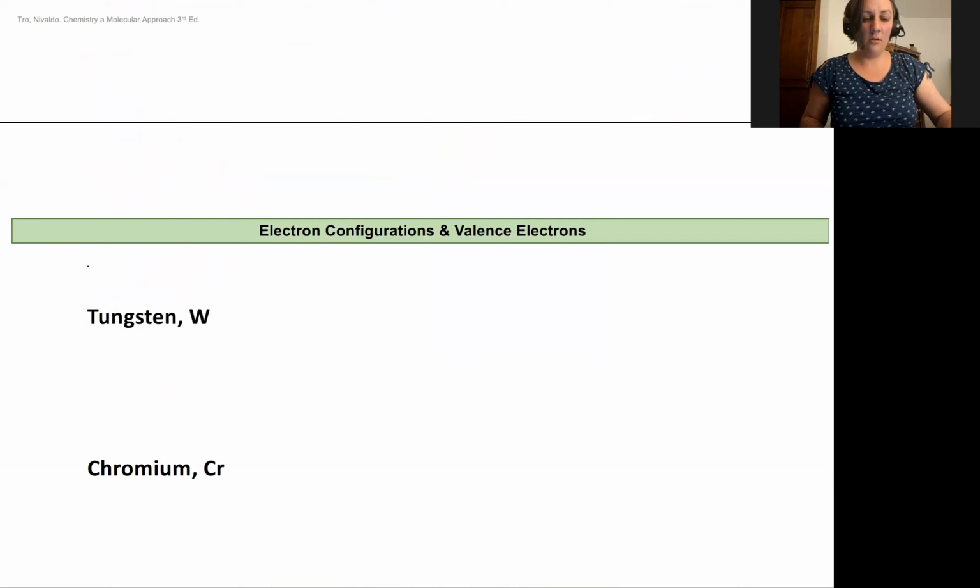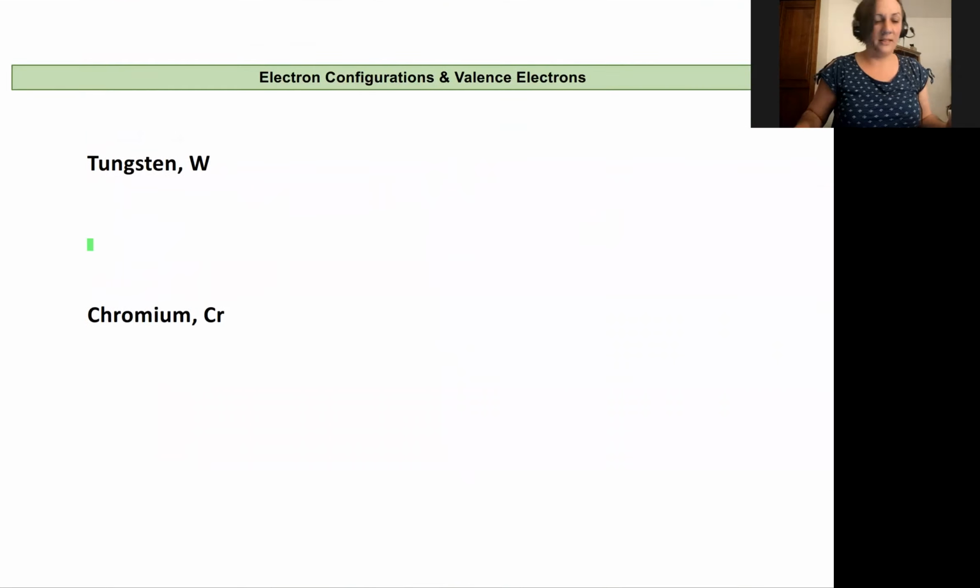So let's review electron configurations with a couple of examples. I've got tungsten and chromium here to walk through. If you have a periodic table handy, you can take a look at it and find tungsten on your periodic table. You're going to find it in the 6th period, so it's in the 6th row.